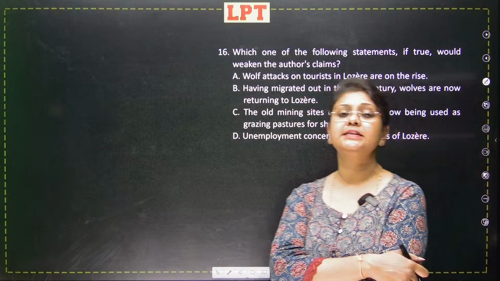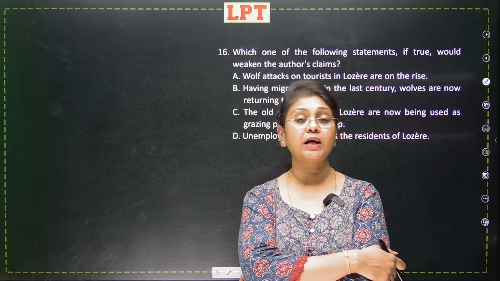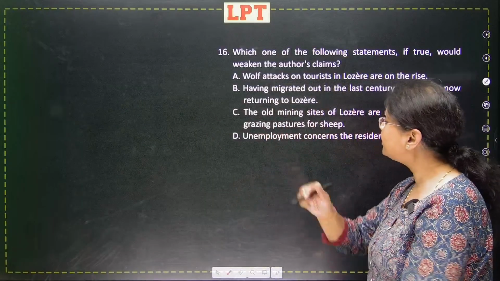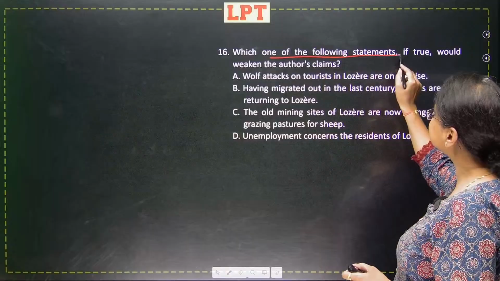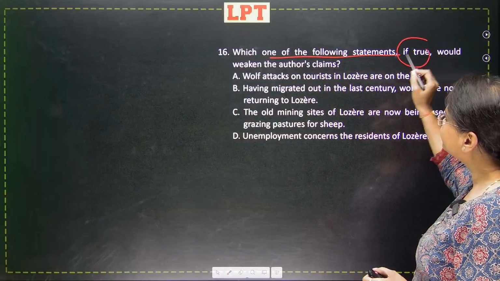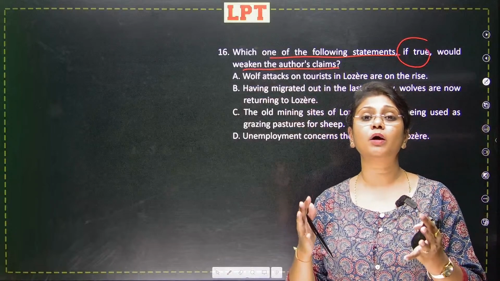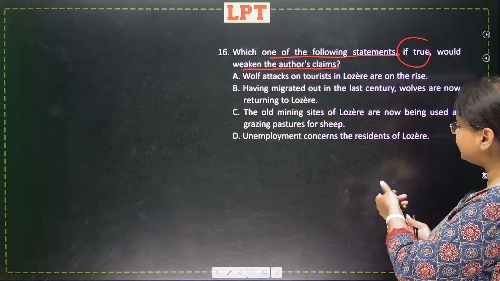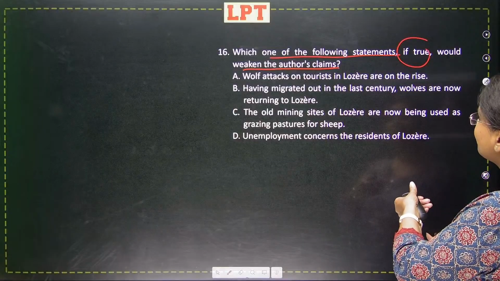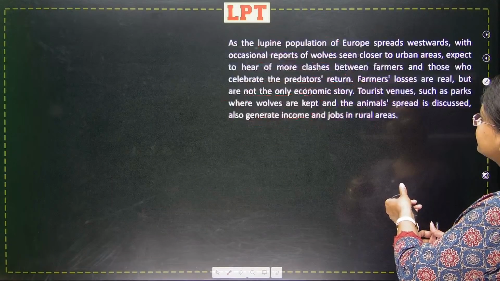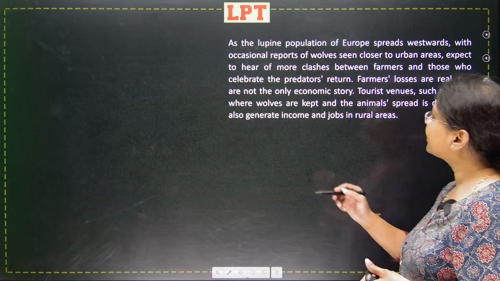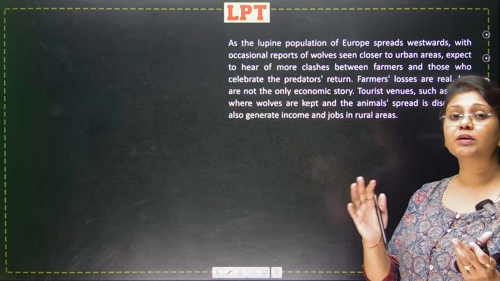Alright guys, let us discuss the last question and see how we approach this question. It says, which one of the following statements, if true, would weaken the author's claims? Okay, so we have to first identify what the author is saying. If you go back to the passage here, let's look at this last paragraph because it gives you a conclusion.